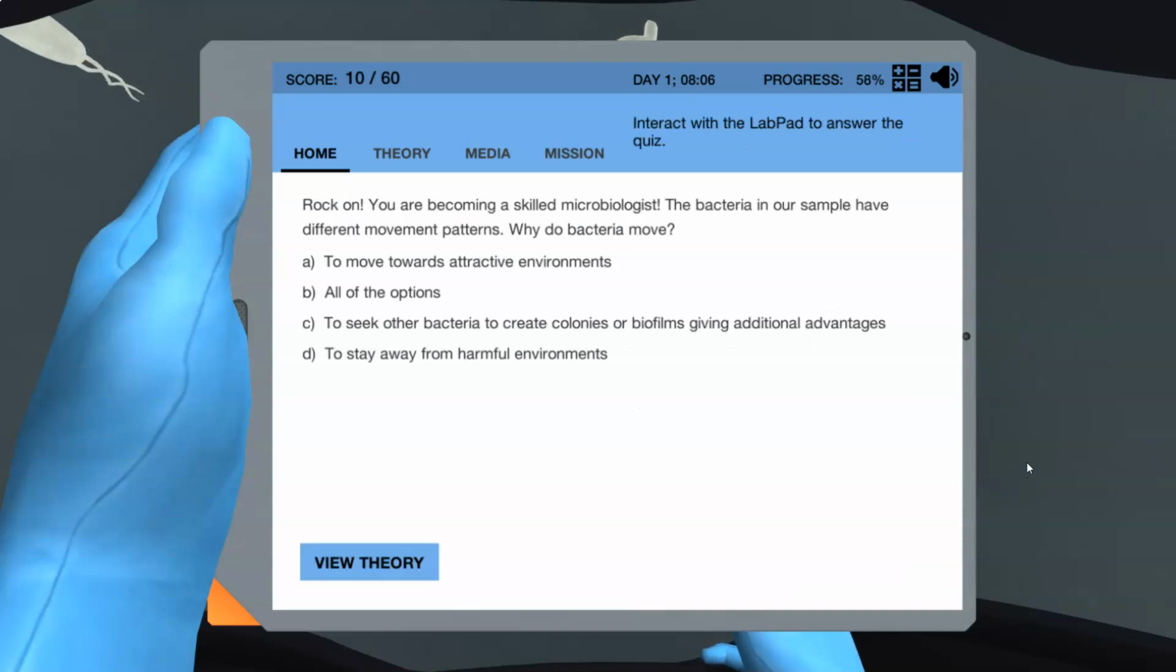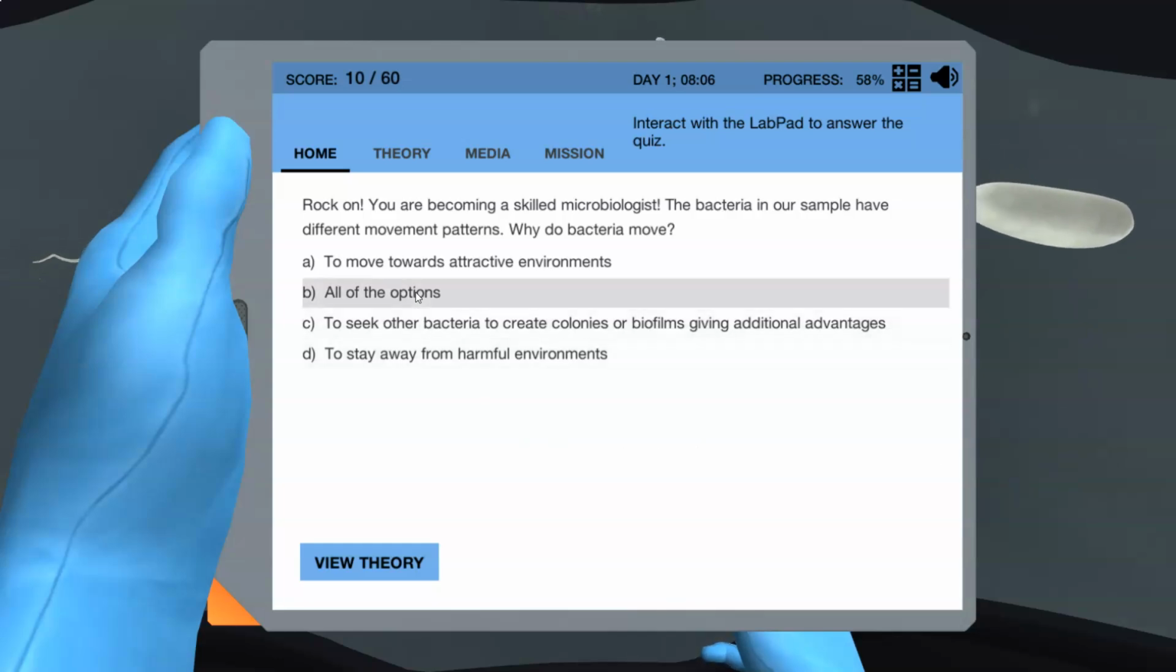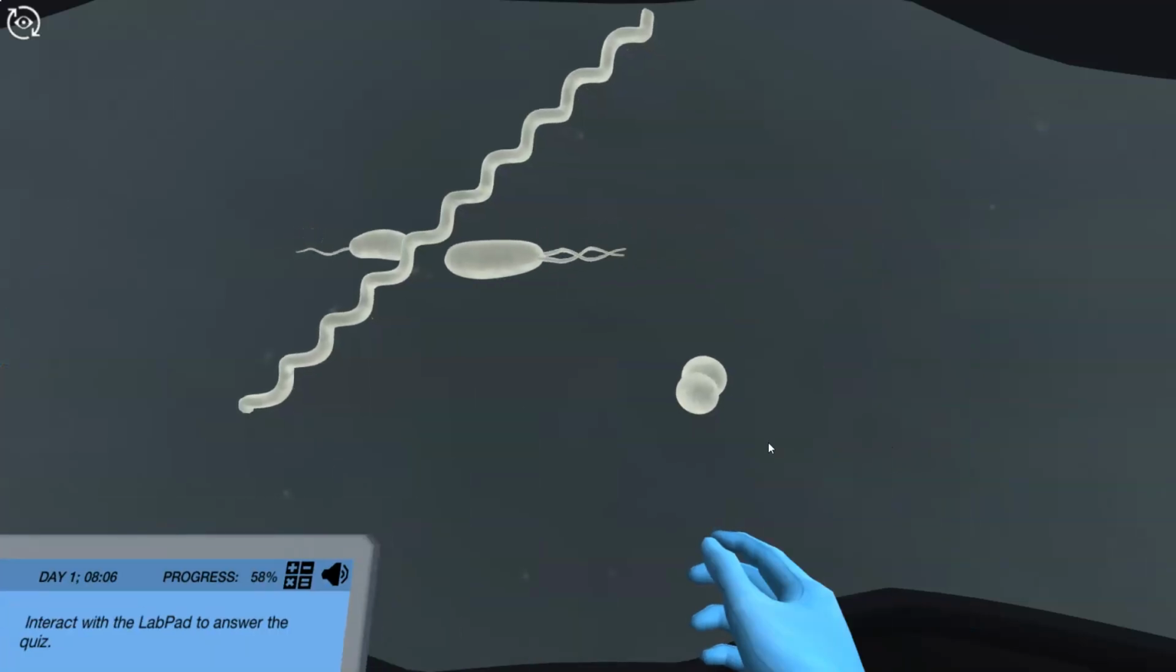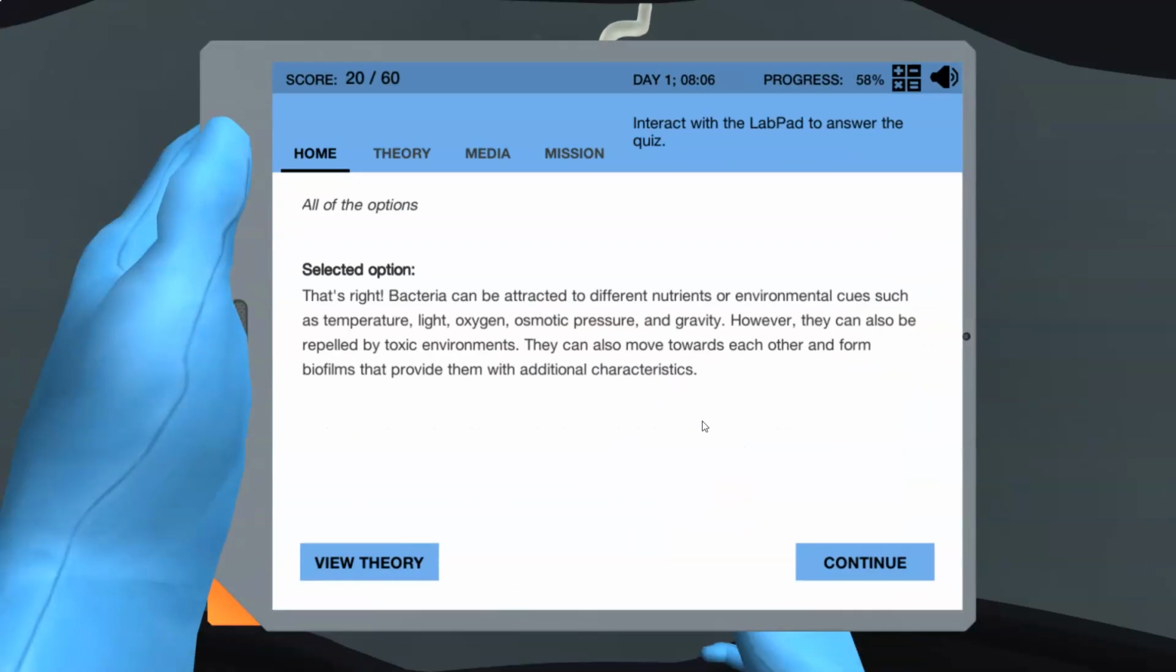Rock on. You are becoming a skilled microbiologist. The bacteria in our sample have different movement patterns. Why do bacteria move? That's right. Bacteria can be attracted to different nutrients or environmental cues such as temperature, light, oxygen, osmotic pressure, and gravity. However, they can also be repelled by toxic environments. They can also move towards each other and form biofilms that provide them with additional characteristics.